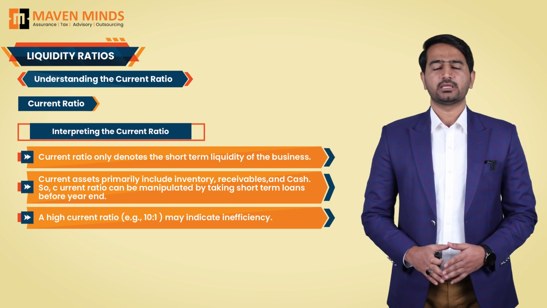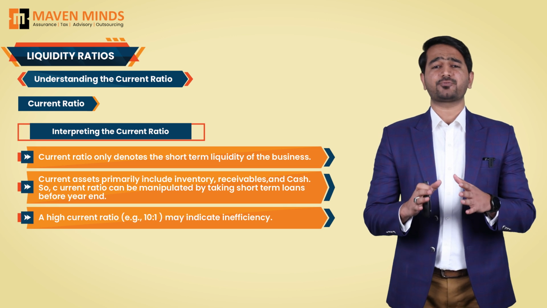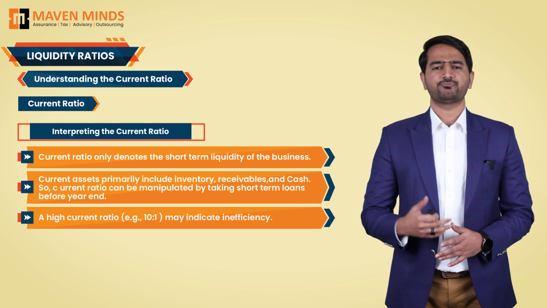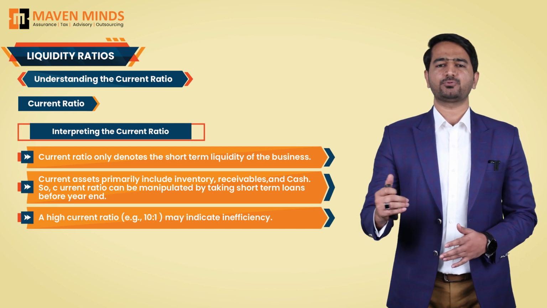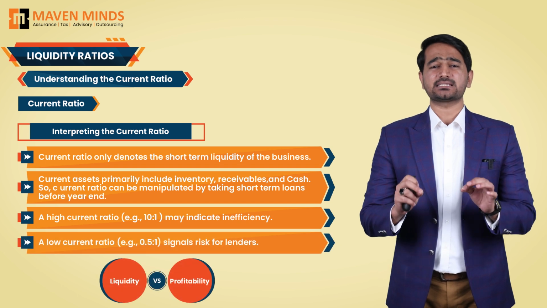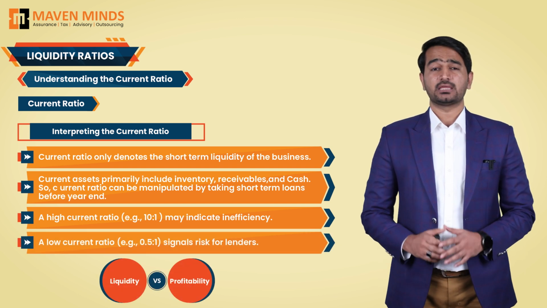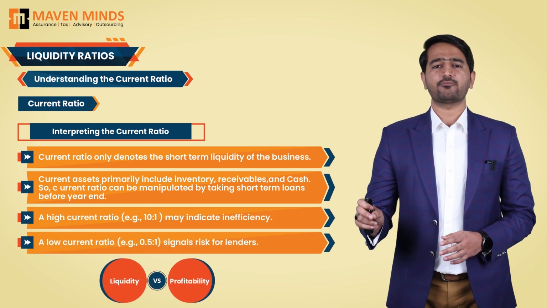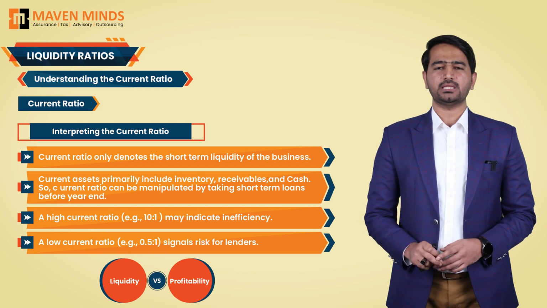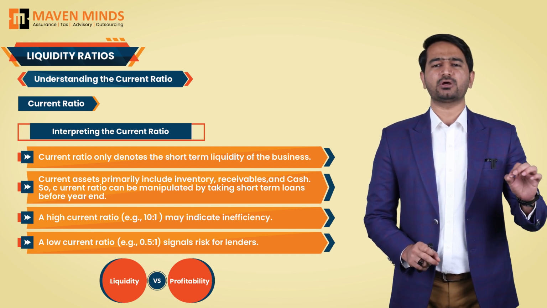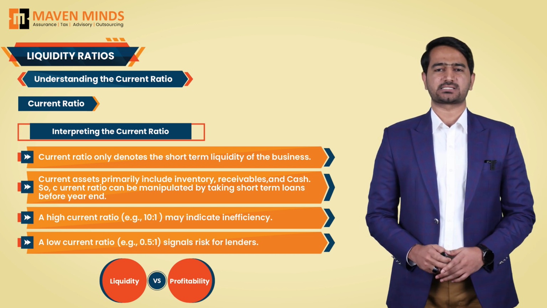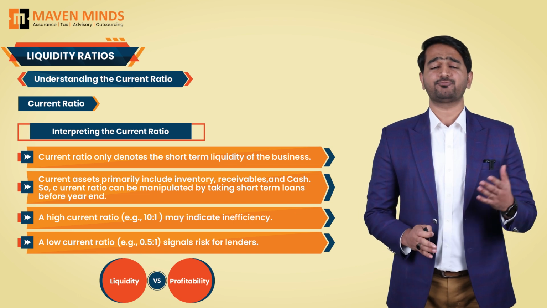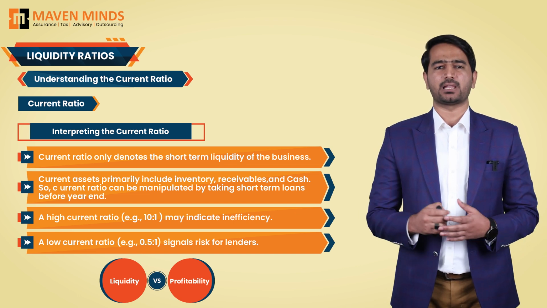On the other hand, if you ever get an answer of current ratio less than 1, for example 0.5 to 1, this indicates a risk for your lenders. It means that for every $1 of current liability, the company has $0.5 in current assets, which could be concerning for your short-term lenders and suppliers.